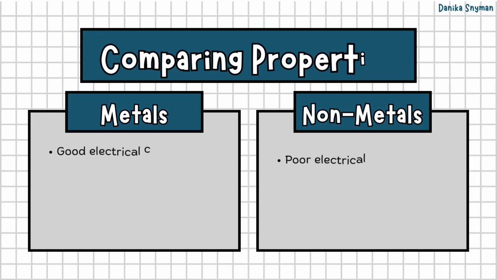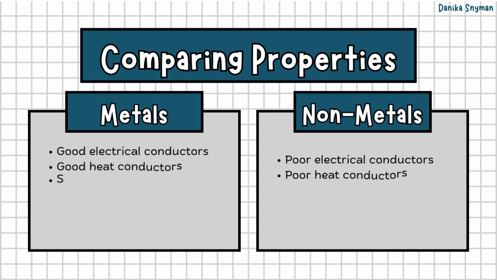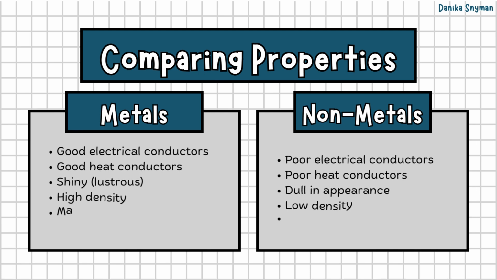Now let's compare metals and non-metals. Metals are good at carrying electricity and good at carrying heat. That means they are good conductors of electricity and heat. They are also shiny and heavy. With heavy, it means it has a high density. They can be bent and shaped, so they are malleable. They can be stretched into wires, so they are ductile.